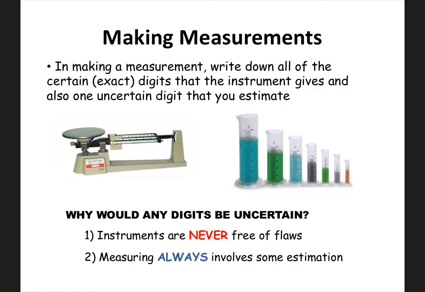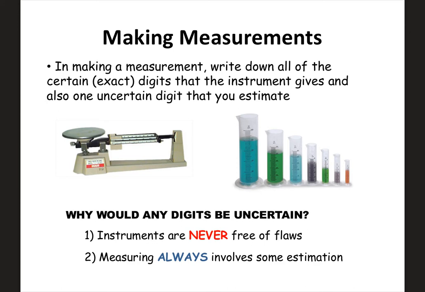When you make a measurement in chemistry, it's important that you write down all of the digits that you are sure of that the instrument gives, and then you always have one uncertain digit that's going to be estimated. So if you're recording a measurement correctly in chemistry, you're writing down all the digits you're certain of and one digit that's being estimated. And then people will say, well, why would I have this estimated or uncertain digit? Well, there's a couple of reasons here.